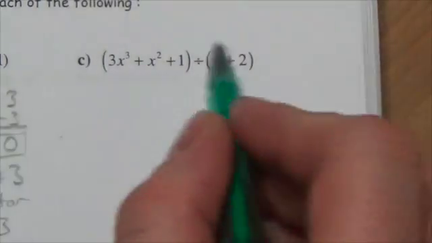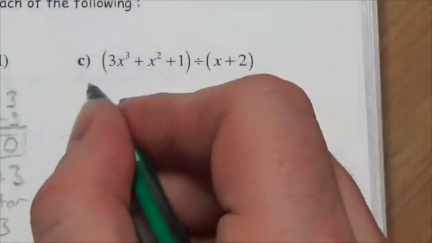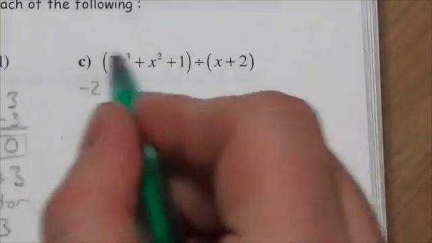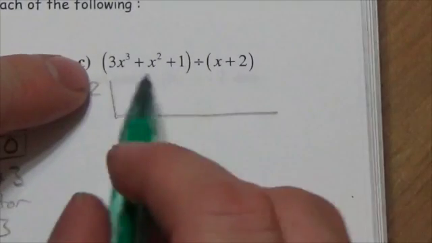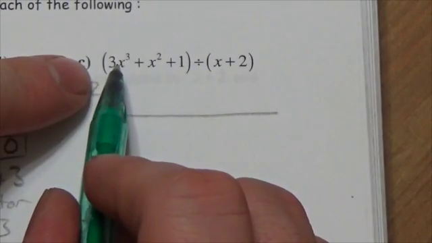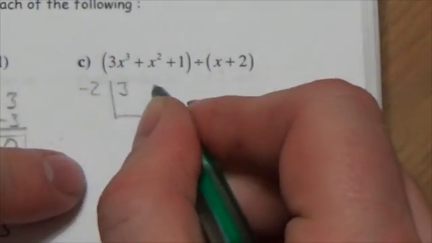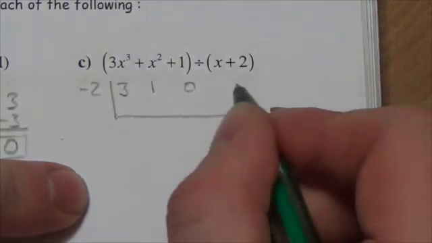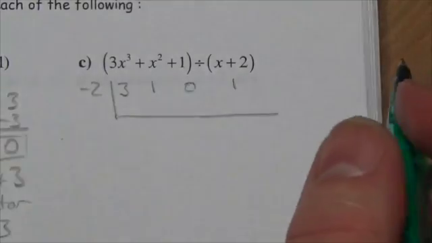So again, when I see this, I'm dividing this polynomial by this binomial. I'm going to put negative 2 out front as my first method, and then I'm going to put numbers here that are placeholders for each of these terms. Now notice it's a cubic, then a quadratic, and I'm missing the linear term. So there should be a 3 here, a 1 for the quadratic, a 0 for the linear term that's missing, and then a 1 for the constant. And now my procedure begins.